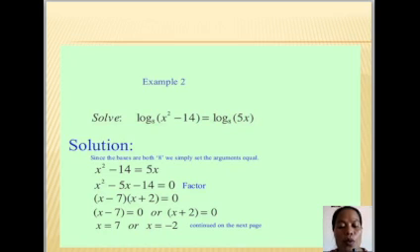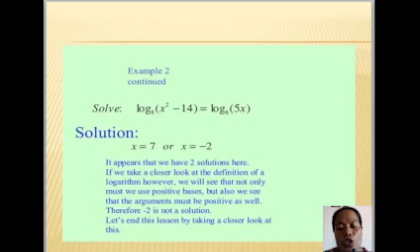And we have two values of x here. So x minus 7 is equal to 0, and x minus 7 plus 7 is x, and 0 plus 7 is 7. Therefore, x is 7 here, and for x plus 2, subtracting 2, x plus 2 minus 2 is equal to 0 minus 2. X is equal to negative 2. Now, we have two solutions here, 7 and negative 2.